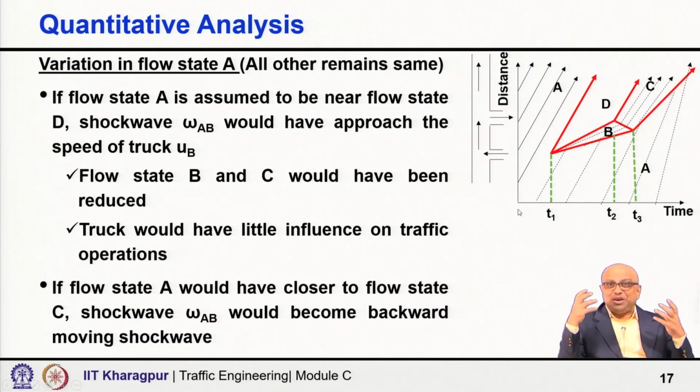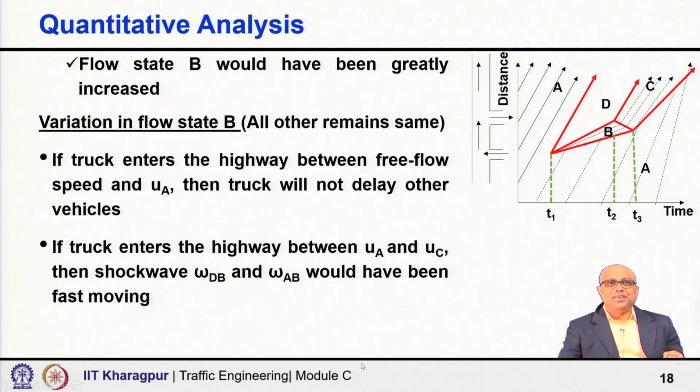So, the presence of traffic state B will be even further dominant. In the earlier case, it got reduced, but here it will not get reduced, it will be even more prominent. So, we said that flow state B would have been greatly increased, and the impact would have been much higher.